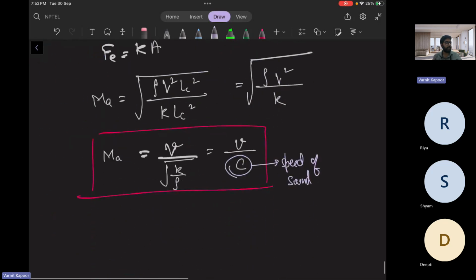So I guess let's end till here, because we will start with the next topic of Bernoulli equation. It will take time. So we'll start with that in the next tutorial.